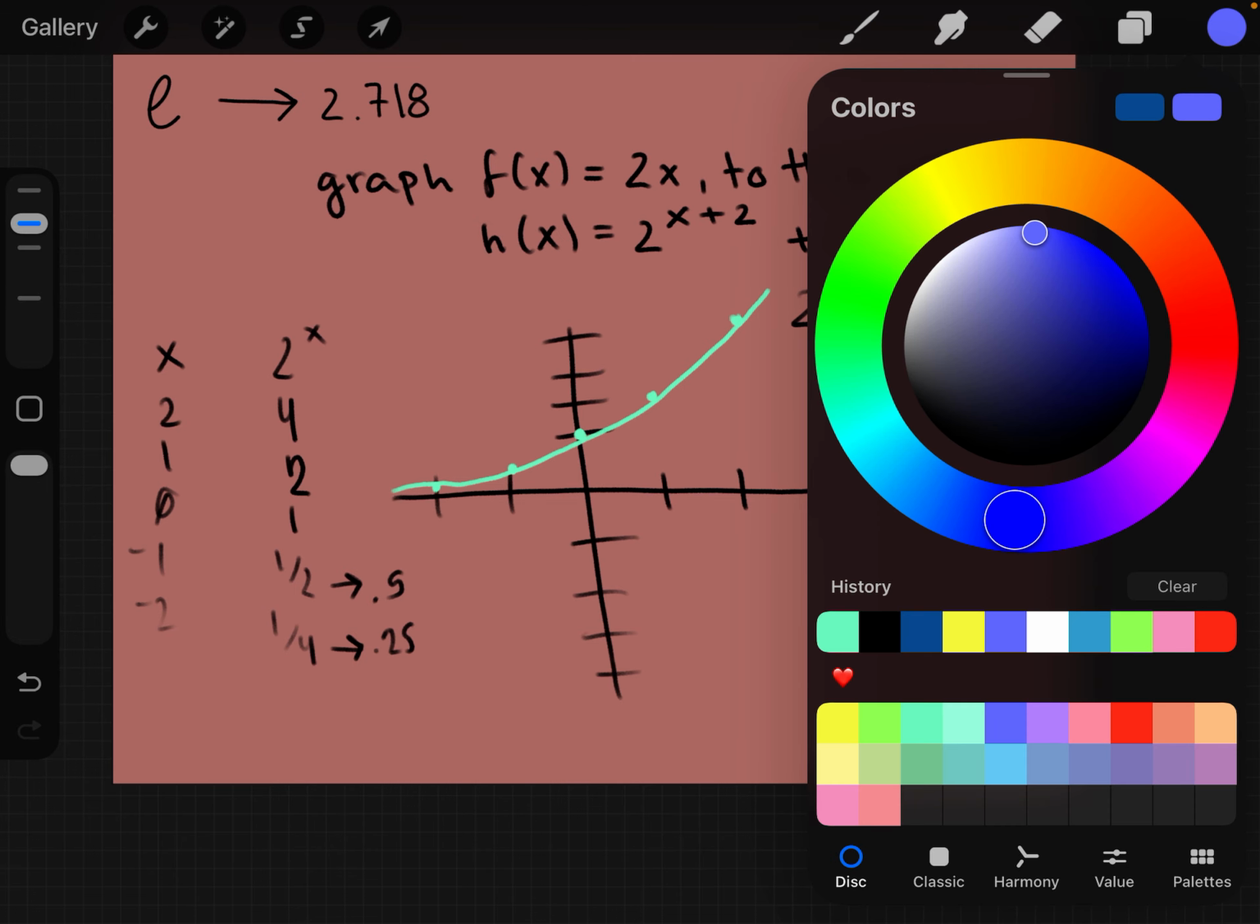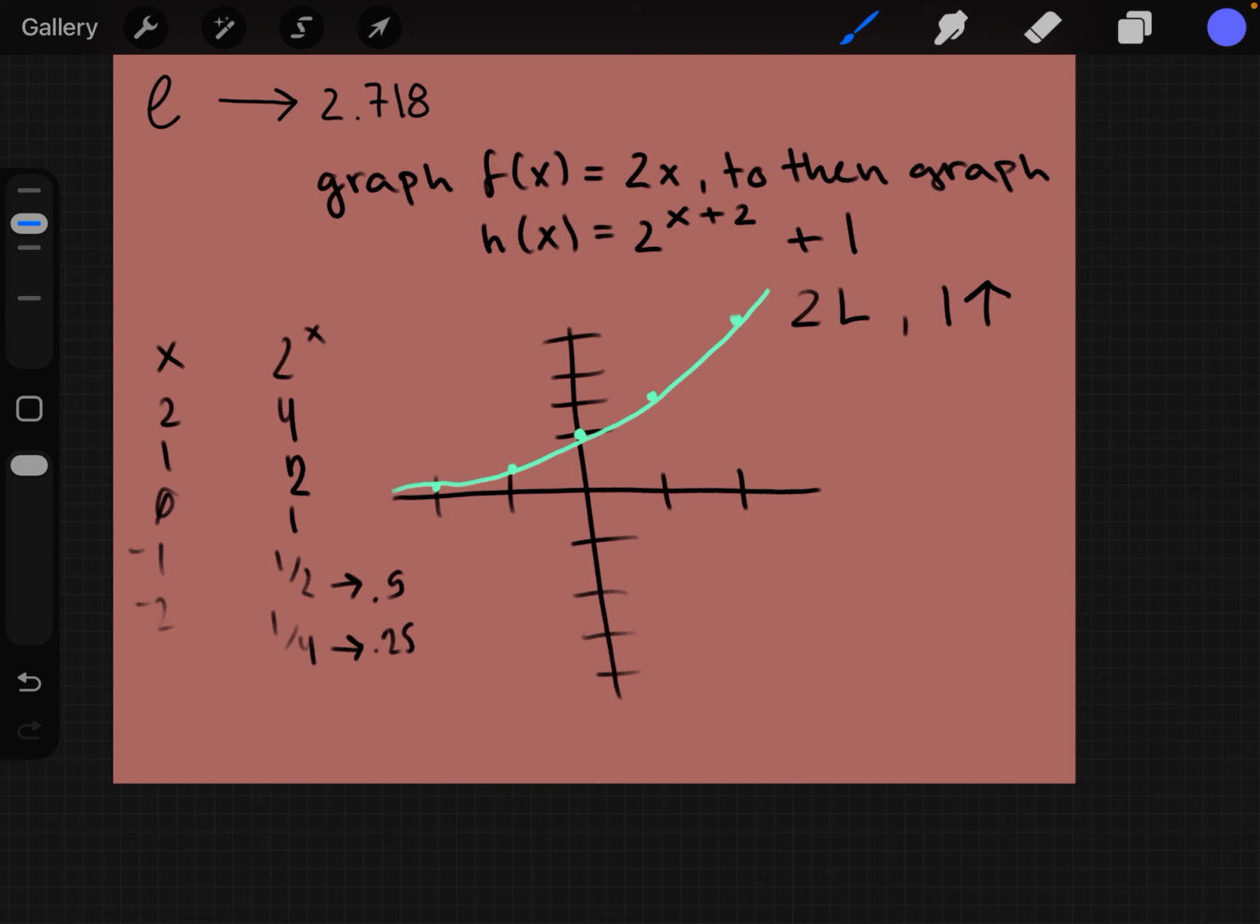Okay, so then we're going to take everything. We're going to move each point 2 to the left and 1 up. So take this point, move 1, 2, and then 1 up. So now we're starting here. Then we go to the next point, over 1, 2, and 1 up. Same thing, 1, 2, 1 up, 1, 2, 1 up. I didn't draw enough lines, but we're going to keep going. 1, 2.